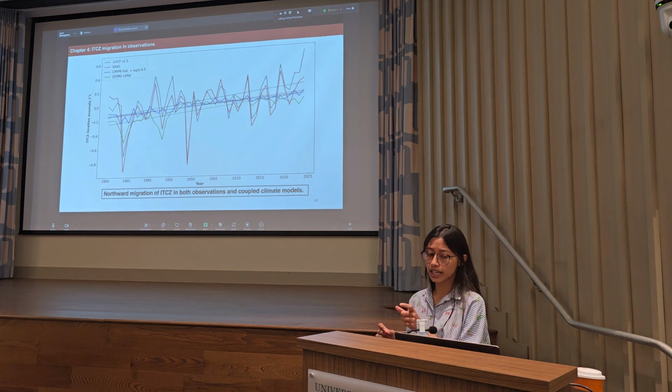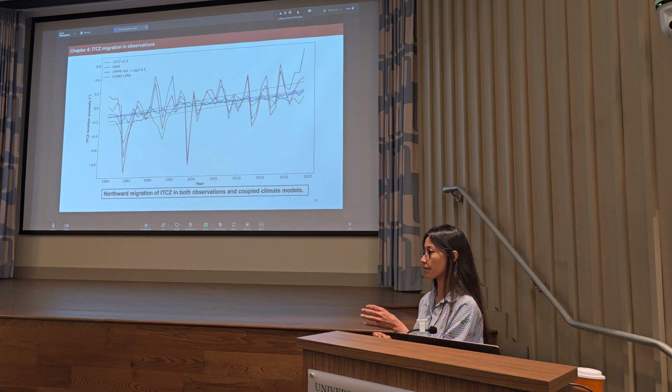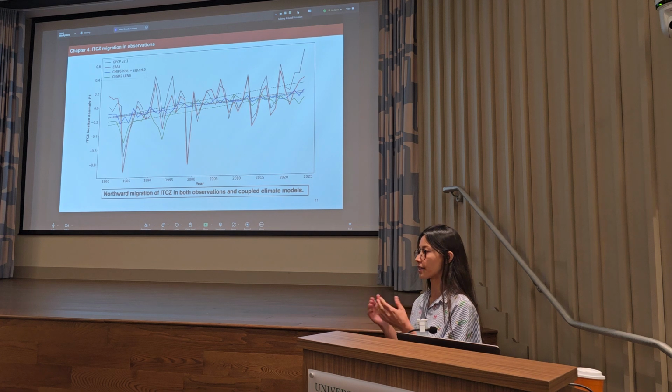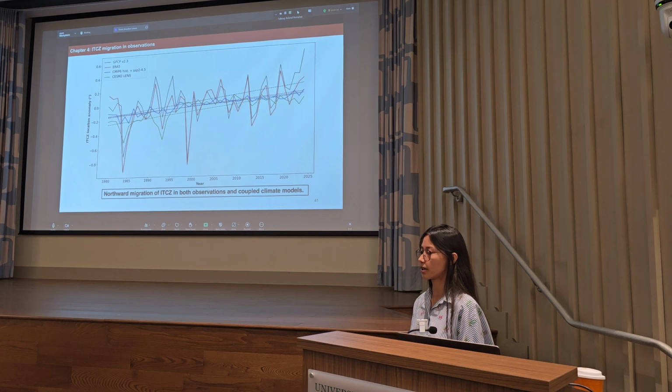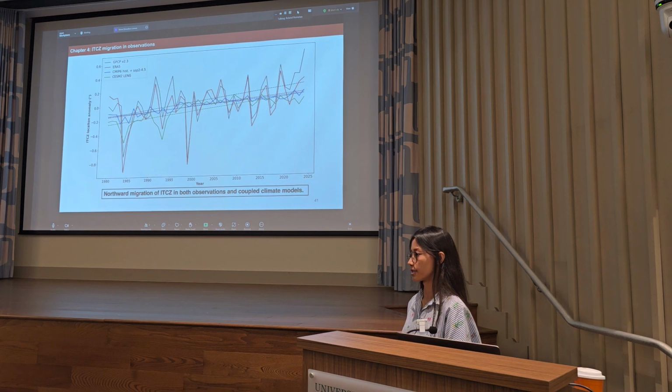But this relation between the ITCZ and the ENSO index is stronger for the seasonal ITCZ rather than the annual mean ITCZ. So if you were to take just June, July, August, or September, October, November, the correlation would be stronger and more significant than when looking at your annual variations versus the ENSO index.